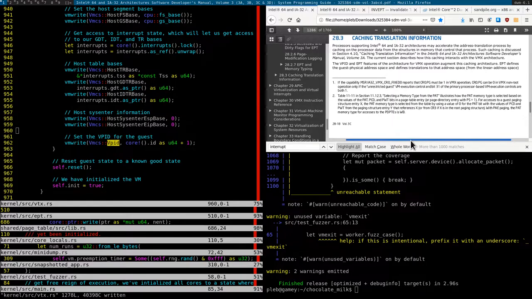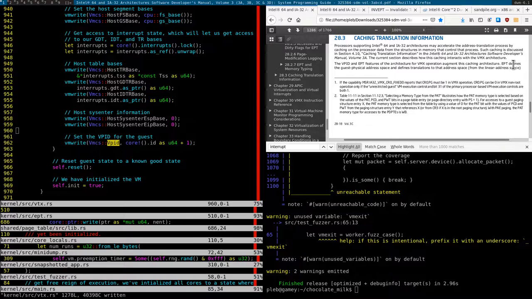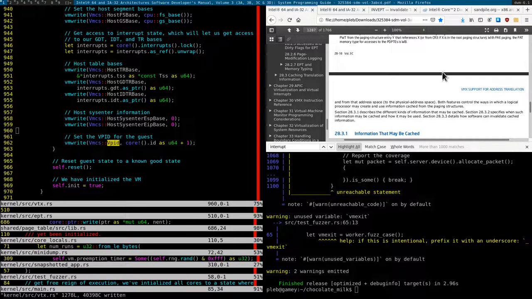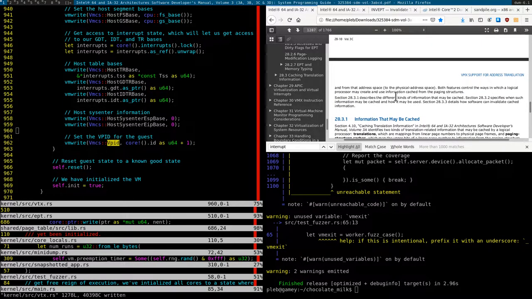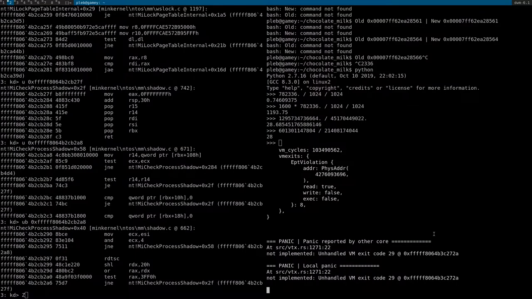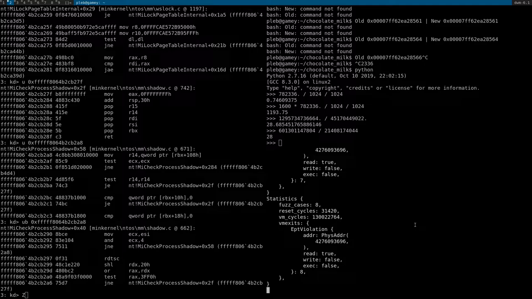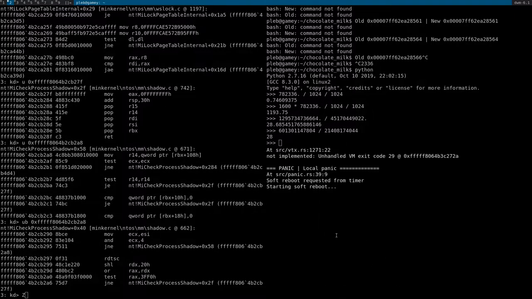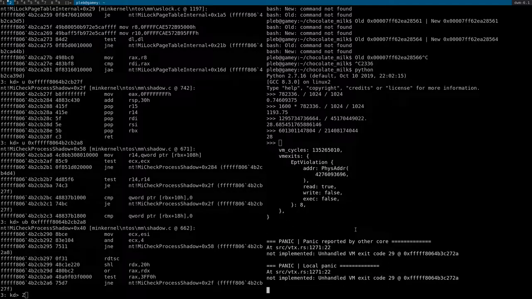So caching translation information, VPID and EPT augment this caching behavior. EPT defines the guest physical address space, that defines that from a linear address to that. Both features, blah blah blah. Translations can be cached, and paging structures can be cached. So I think the dirty bits are getting cached, and then we're not actually resetting the VMs. And that's why we're getting these very weird behaviors, right?